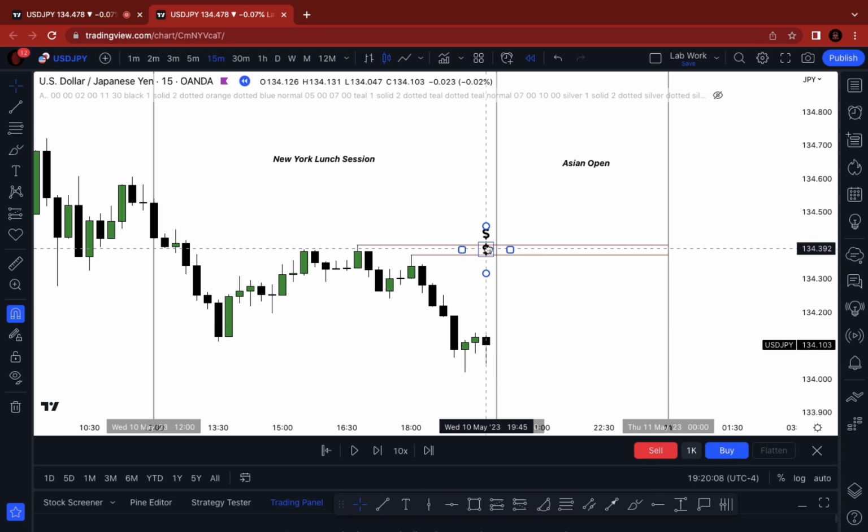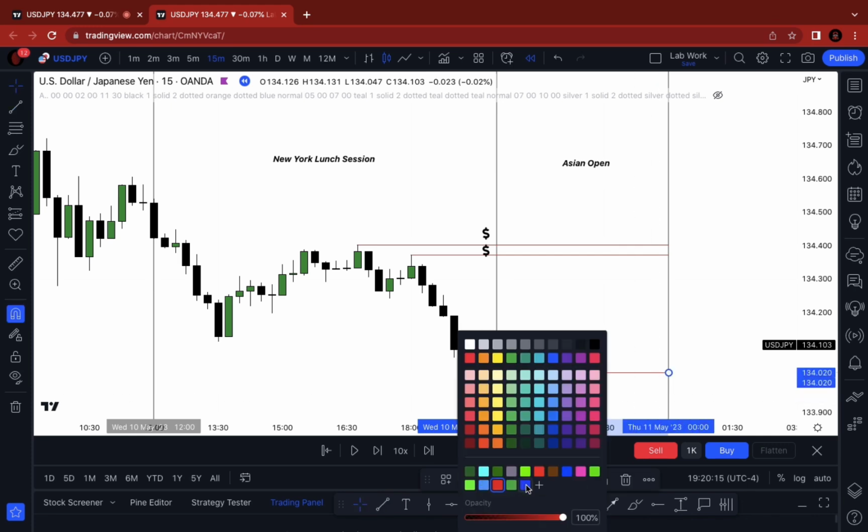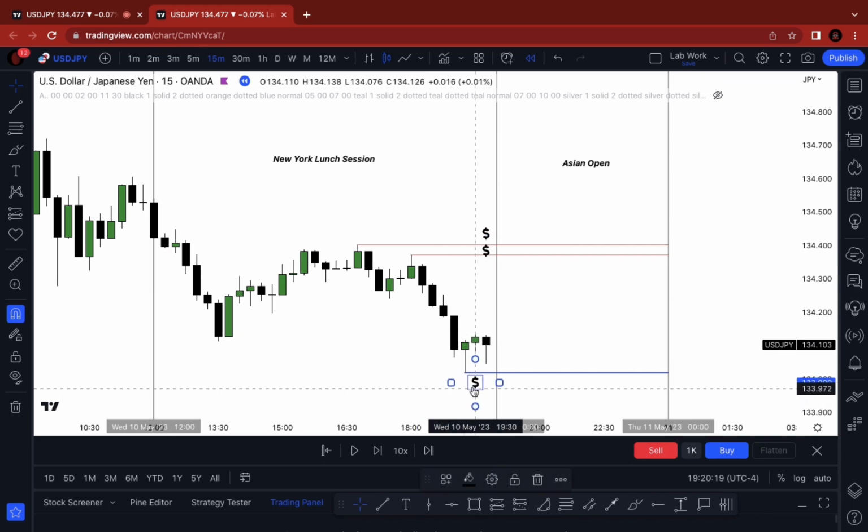And then we have the sell side, which is going to be below a swing low. So it's this one here. So we're going to mark that off. And then we'll put the dollar sign underneath it for the swing low.